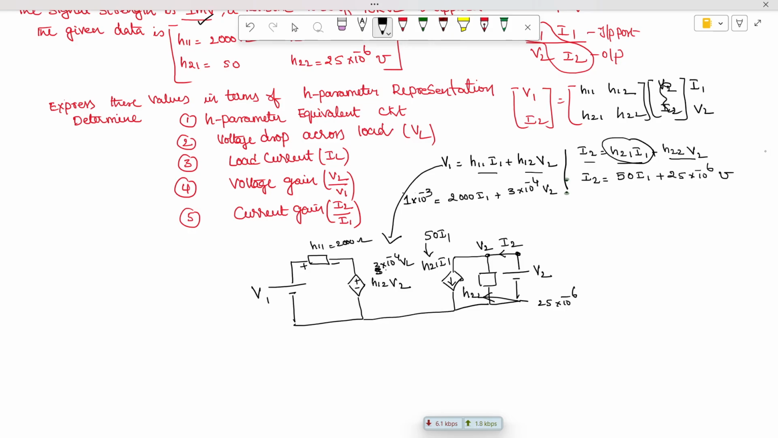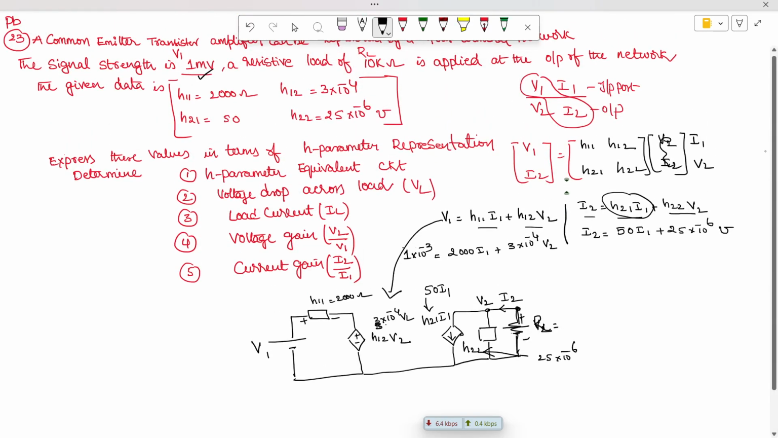Here the current I2 is flowing in this direction. We want to represent the current I2. So how to write down the current I2? Generally we can write down I2 as, and here he is saying that he is having a load. So this is the load given, and this is nothing but RL. What is that RL value given in the problem? This is nothing but 10 kilo ohm.